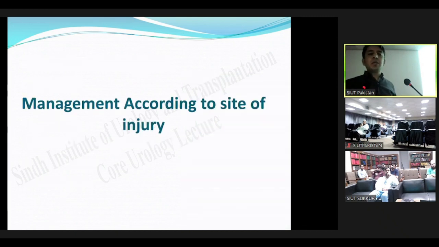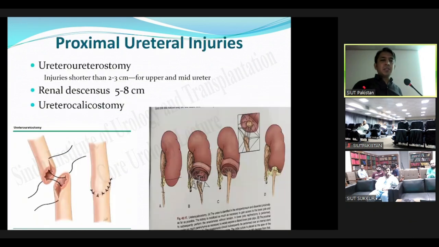So the management of the ureteric injury is actually divided by the site of the injury. Is the injury in the proximal, mid, or distal ureter? For proximal ureteric injury, we can do ureteroureterostomy, meaning simple end-to-end anastomosis, and that is only done for mid and proximal ureter, and when the injury is 2 to 3 centimeters.